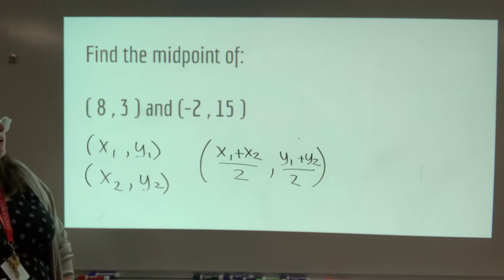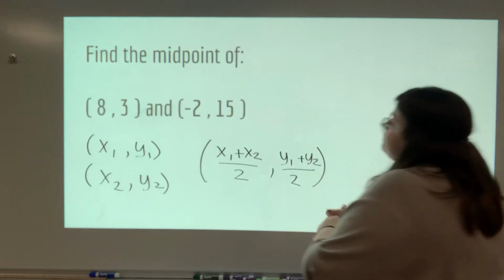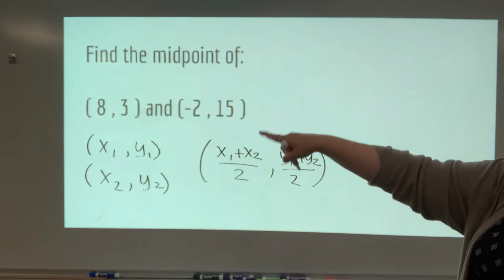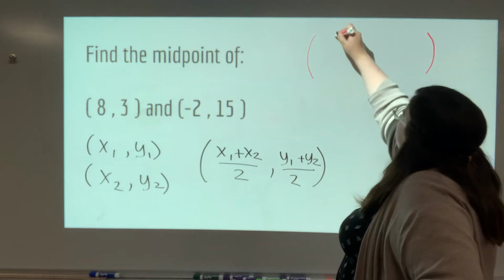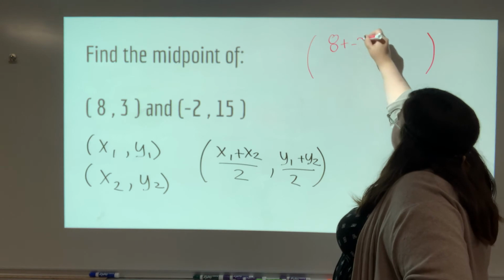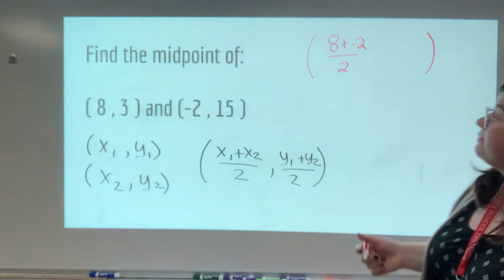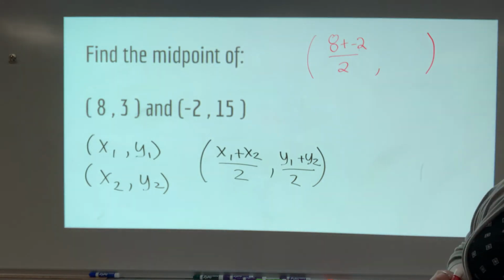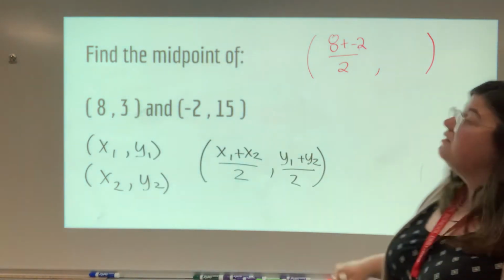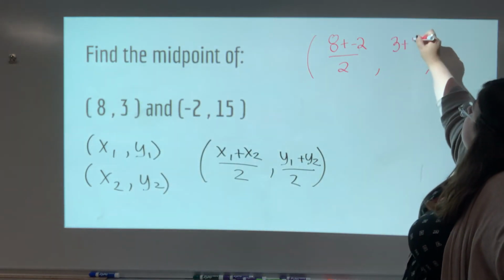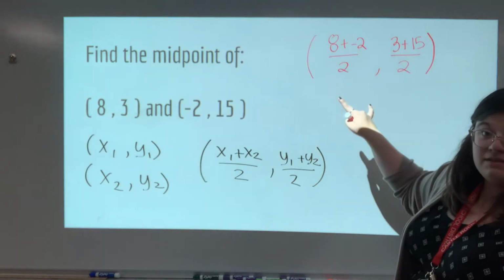So if these were our completely random points, let's do just that. I'm going to add the x's together. I'm going to use that red for my example. So I see I have x-coordinates of 8 and -2. So I'm going to put this in point form. 8 plus -2 divided by 2. Again, we're taking that average. And I have y-coordinates, again add your y's, divide by 2. So I've got 3 and 15, and divide by 2. And now simplify this, all right?